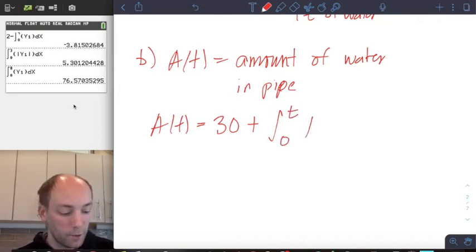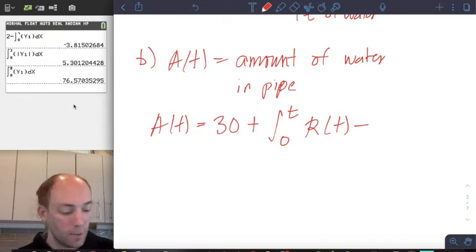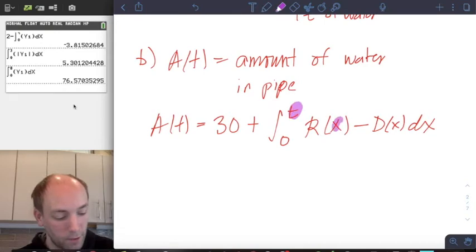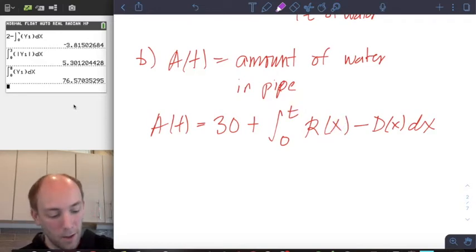The rate that flows in is r of t, and then it's going to be flowing out. So because I'm flowing out, I'm going to subtract how much water has left. And so instead of putting t's here, we're actually going to use x's, right? The reason being is that we don't want the variable in the top to match the variable in the integral. So they've got to be different. So I'm going to use x's there, but t's in the top, okay?